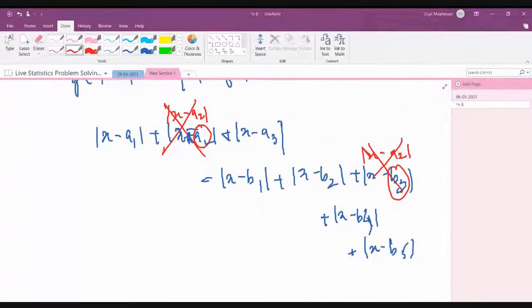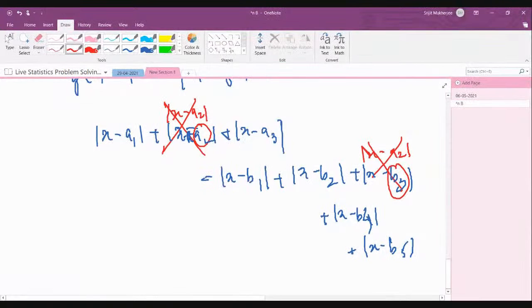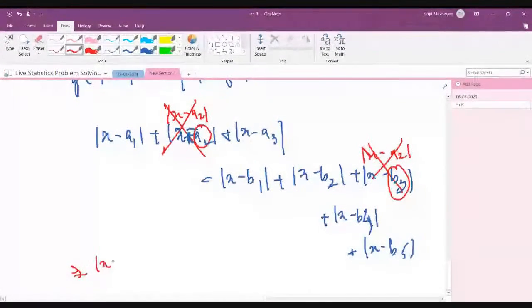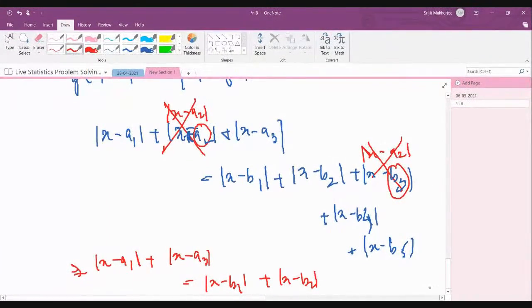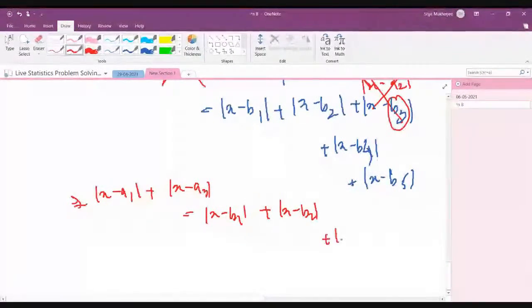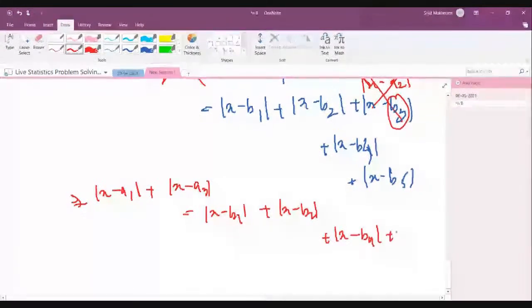Yeah, understood. All of you understood this now? Any doubts now? So what will the new function be? x minus a1 plus x minus a3 is equal to x minus b1 plus x minus b2 plus x minus b3, b4 plus x minus b5.